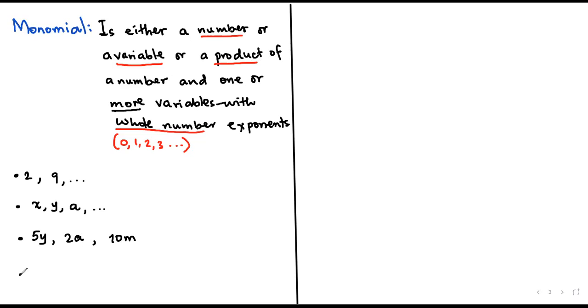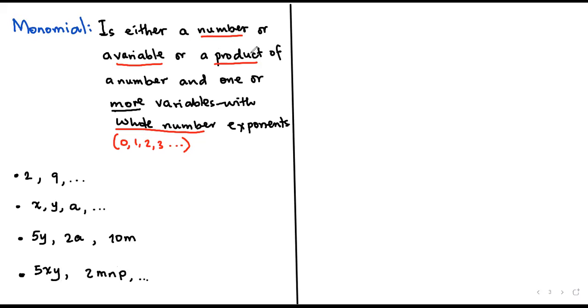So if we have, let's say, 5xy, here we are having a monomial with 2 variables, x and y. Even if, let's say, we have 2mnp, also this is a monomial with 3 variables. So I think now you can understand what we call a monomial.